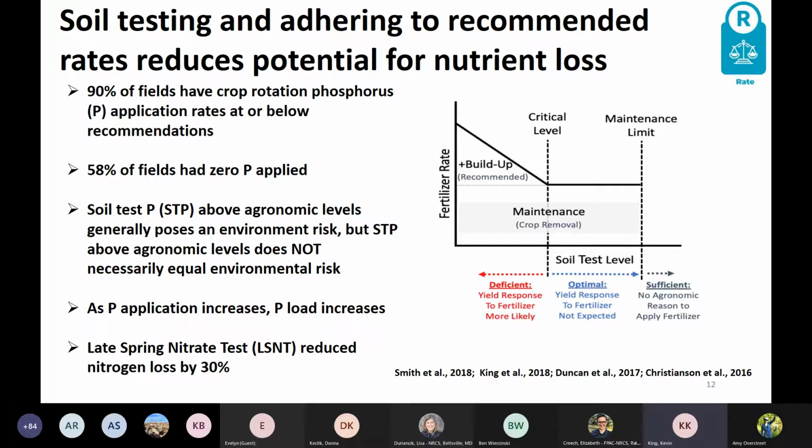Similarly, using data from multiple peer-reviewed research studies across the United States, it has been documented that as phosphorus application increases, so does phosphorus loss. In Iowa, and with more respect to nitrogen, at the watershed scale, studies indicate that the late spring nitrate test predicts available nitrogen and reduces nitrogen loss. Nitrate nitrogen loss was reduced by 30% using the late spring nitrate test and did not have an effect on corn yield. Thus, soil testing and adhering to recommended rates reduces the potential for nutrient loss.